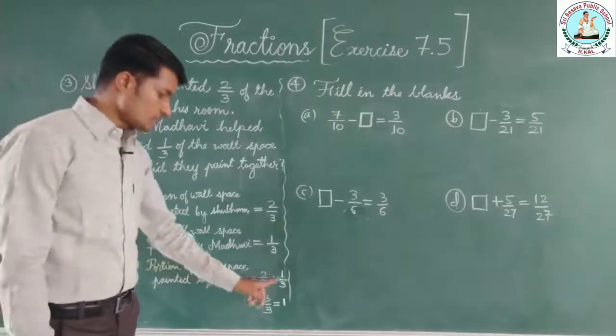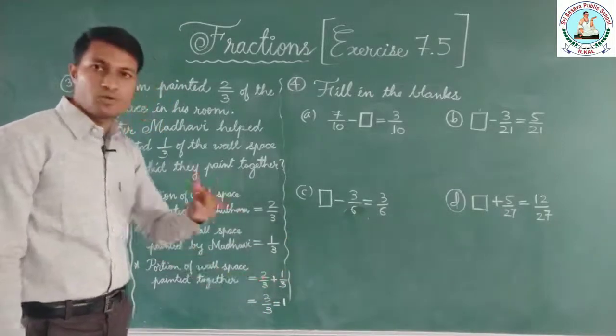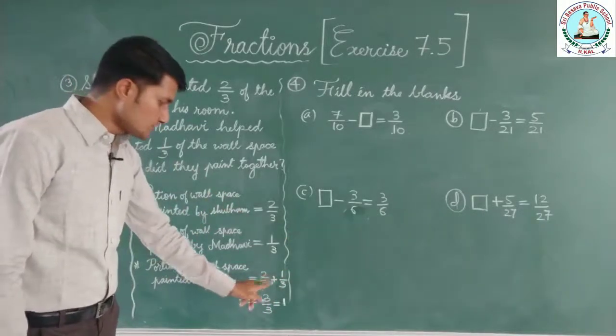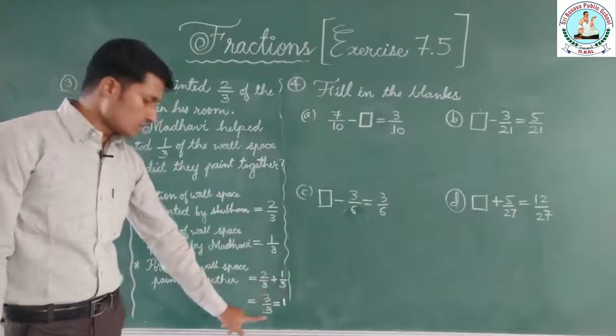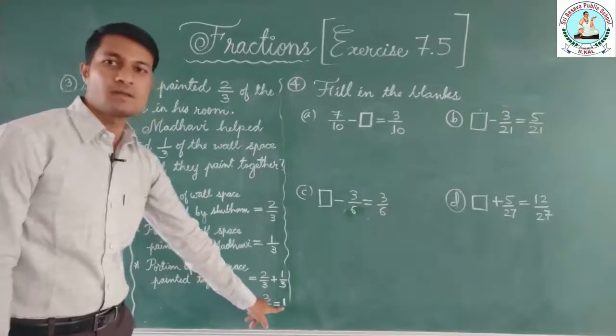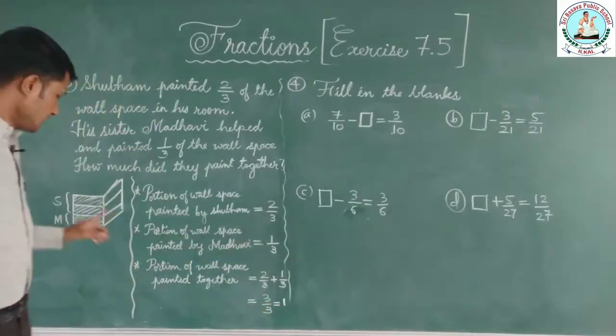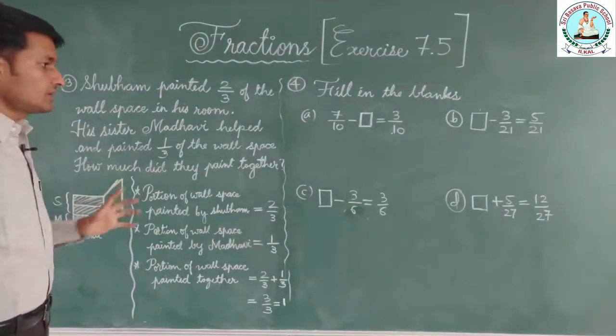So 2 by 3 plus 1 by 3. First of all, these are like fractions. Like fraction means we add only numerators. So 2 plus 1 will be 3, and instead of 2 denominators we write only 1. So 3 by 3 is nothing but what? 1. So 1 represents what? Whole. So it means they have painted the whole wall space of their room.